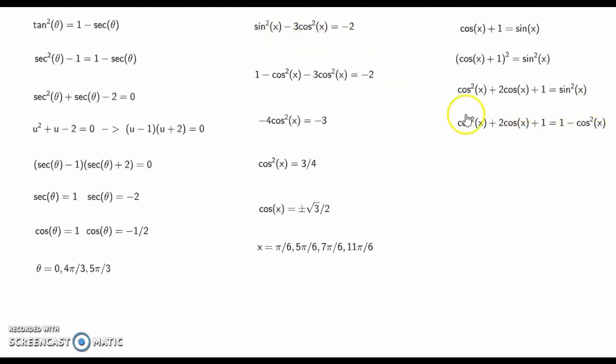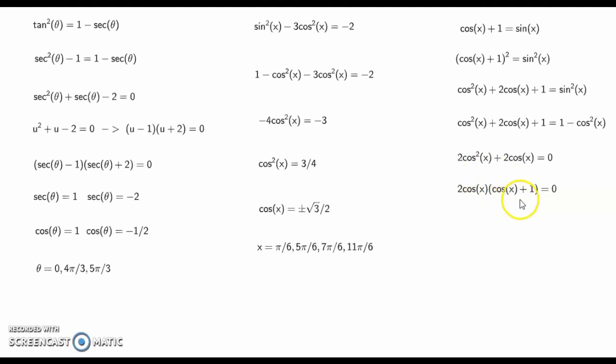So, back to this. We have cosine squared x plus 2 cosine x plus 1 equals 1 minus cosine squared x. So we're going to move everything to the left side. We add cosine squared x and subtract 1. And that gives us 2 cosine squared x plus 2 cosine x equals 0. Now the easy way to move forward from here is we have 2 cosine x in common between both of these, so we can factor out 2 cosine x. And that gives us this.